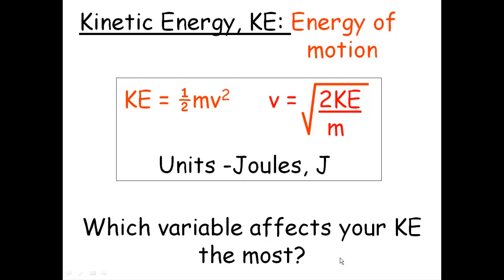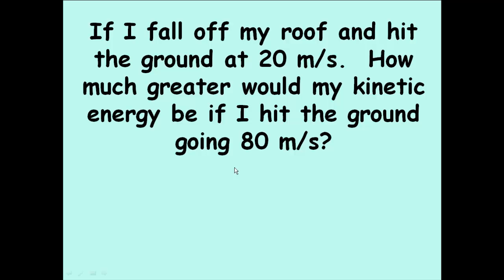If it's not stored, it could be moving. And this is what we call kinetic energy. It's energy by virtue of its motion. Notice there's that squared relationship with that velocity. Again, it's energy. It's measured in joules. So what affects your kinetic energy the most? It's the velocity. It's squared. If you double the velocity, you have to double it and then square it. So it's 4 times.